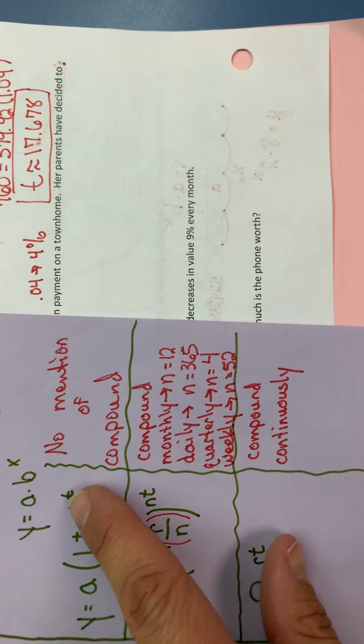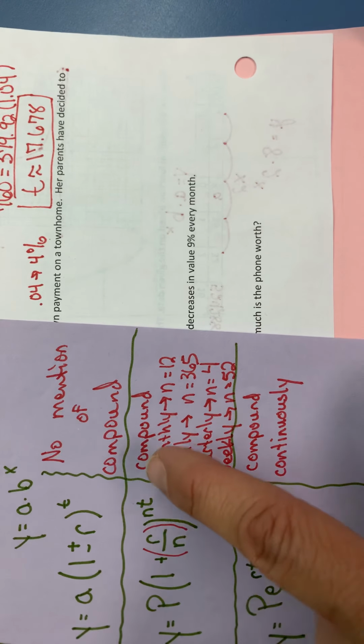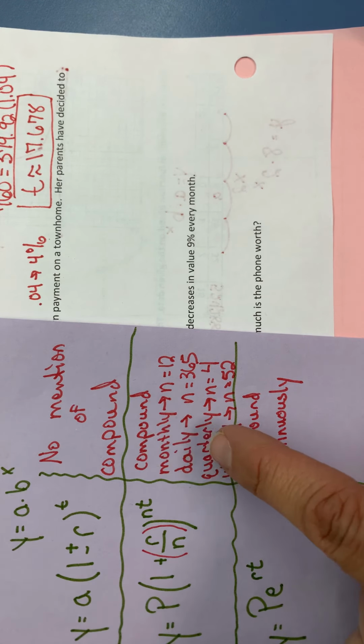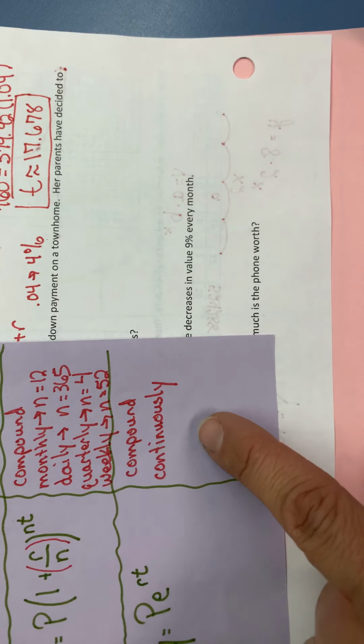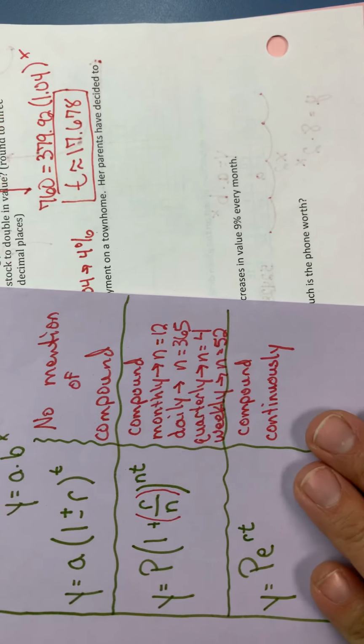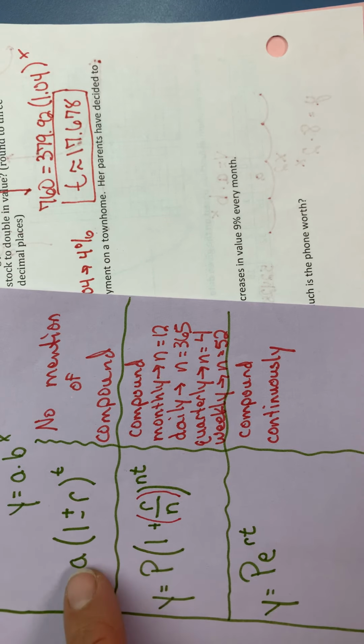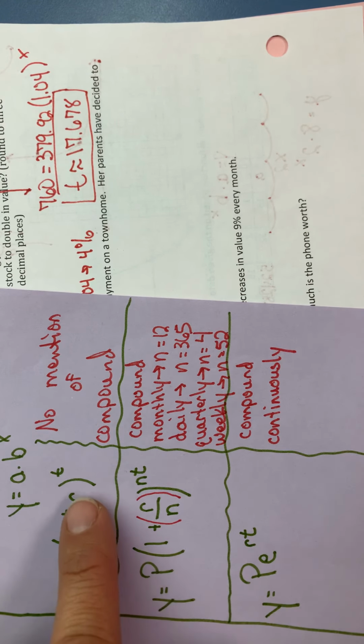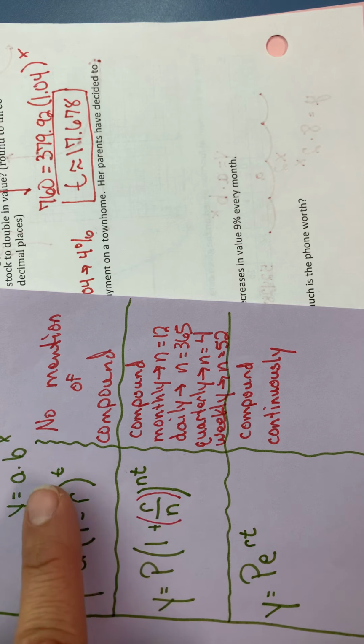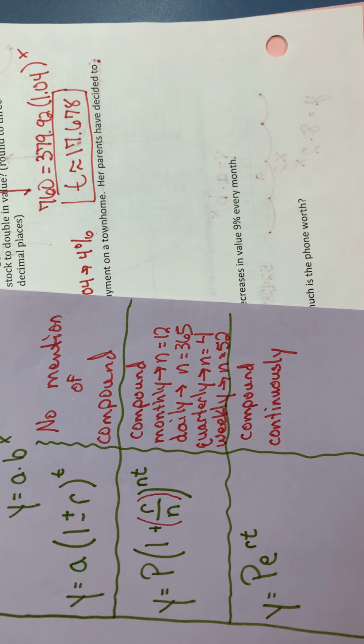So remember, we use this one when I don't mention compound. We use this one when I say compound, any of those things. And if I say compound continuously, we use the PERT formula. And you have to know these. There's not much of a difference from here to here. A and P are still the original amount, but now R has been joined by N, and your exponent has also been joined by N.